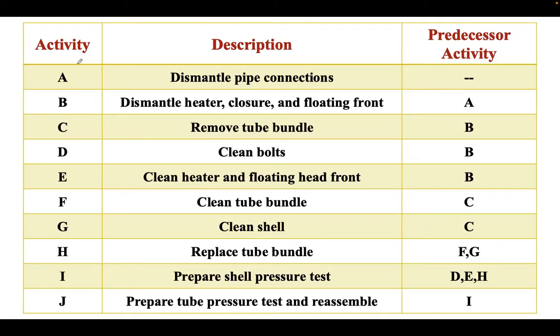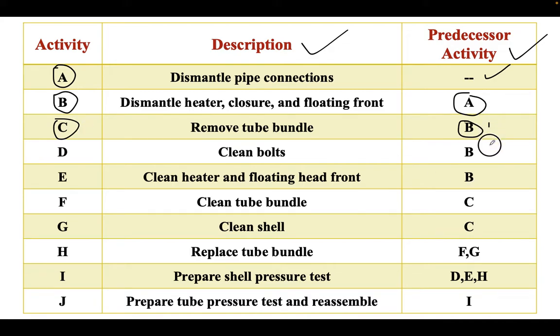These are the activities here, and this is the description here, and then we have the predecessor activity. If we look at activity A, it has no predecessor activity, and the description is dismantle pipe connections. Then we start activity B, and for activity B, activity A is the predecessor. Likewise for activity C, activity B is the predecessor. That means we have to finish activity B before starting activity C.